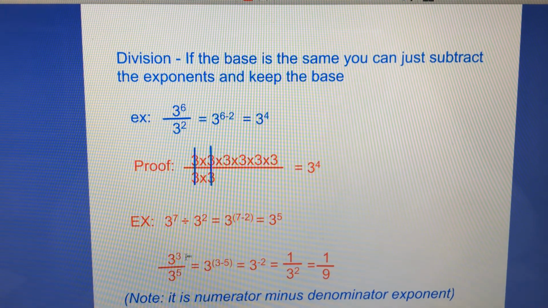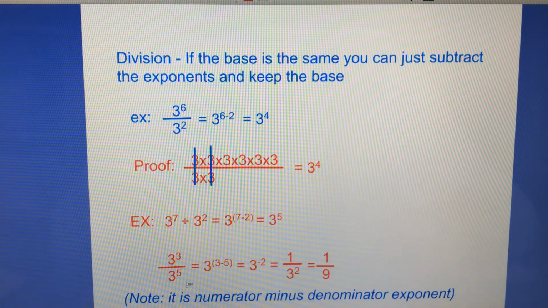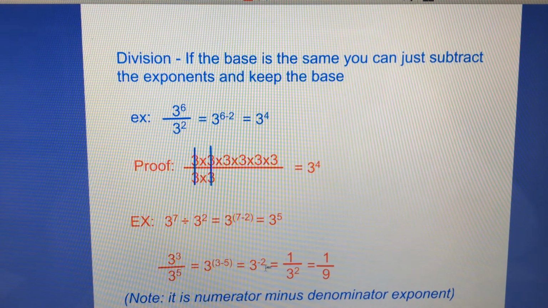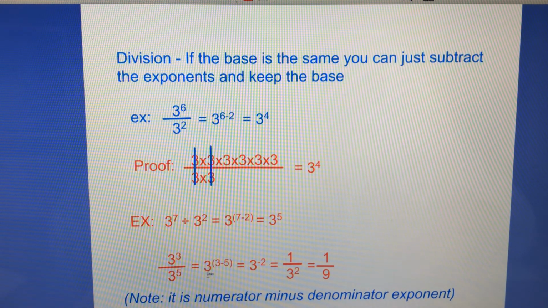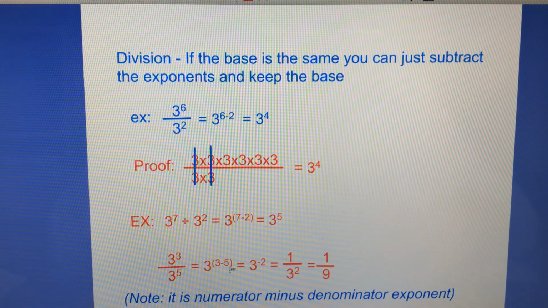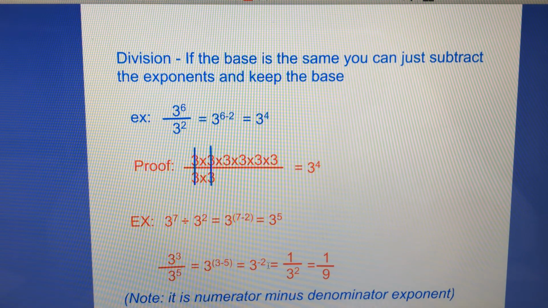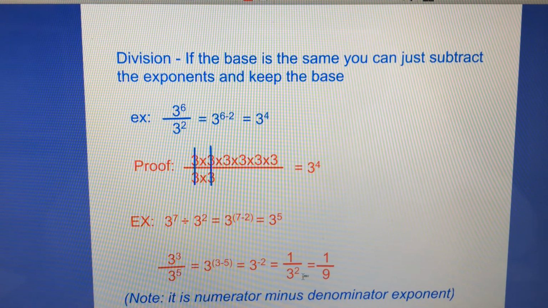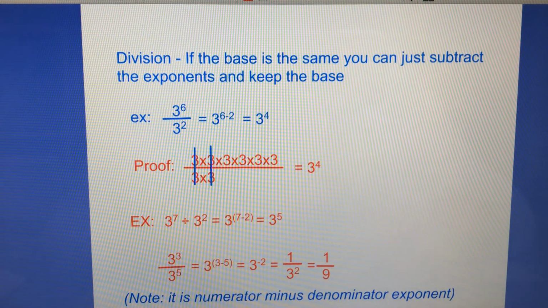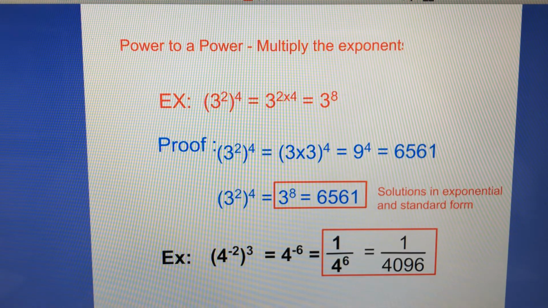3 to the 3rd over 3 to the 5th. What if it's in fraction form? It's okay, but you always do numerator minus denominator, regardless if you end up with a negative exponent. So here I have 3 as my base to the 3 minus 5 power, 3 to the negative 2, which of course moves to the denominator with a positive 2. My answer is 1/9.